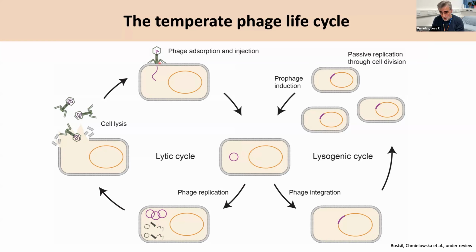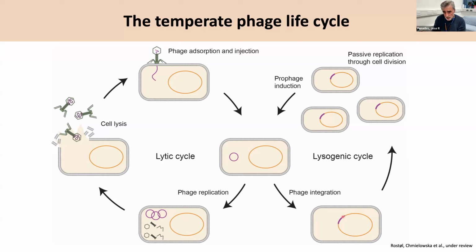But sometimes during this process, some of the phages infect the bacterium, and instead of taking the lytic cycle, they will integrate into the bacterial chromosome. We call these cells lysogens. Lysogens are bacteria that have a phage integrated into the genome. These are very typical for pathogens. Usually pathogens have several phages integrated into the genome.